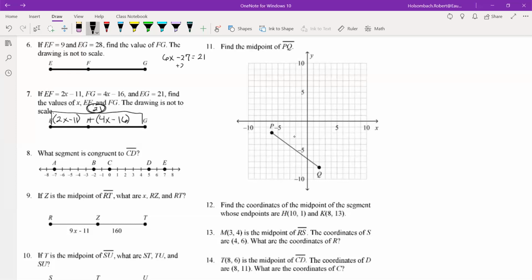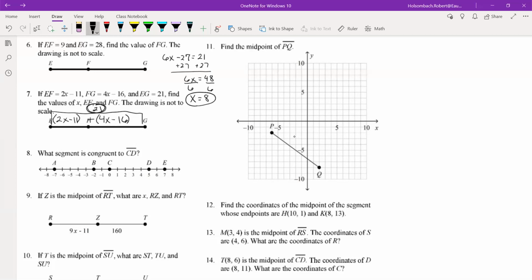So if you add 27 to each side, then your 6x equals 48, and you can divide by 6, x equals 8. So there's the first part of your answer, the value of x. And then you're going to substitute to find each segment length.